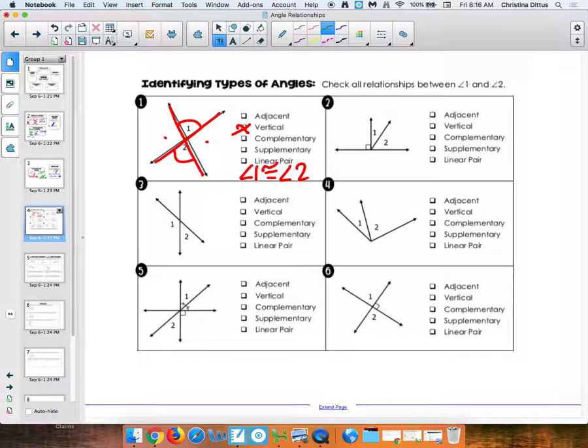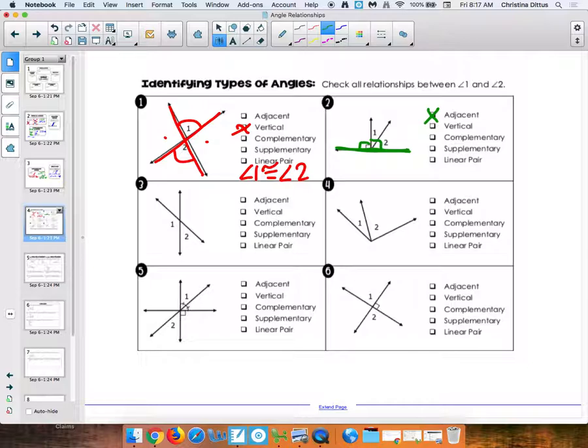Number 2, angle 1 and angle 2, are they next to each other? Do they share a side? Yes, so they are adjacent. Are they vertical? Are they across from each other? No, they are not. Are they complementary? Do they add up to be 90? Yes. If this is 90, this has to be 90 because this is a line.